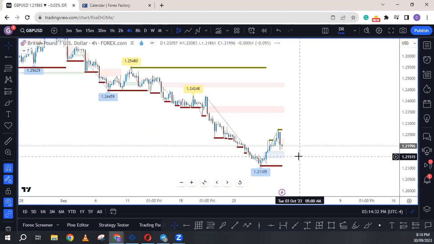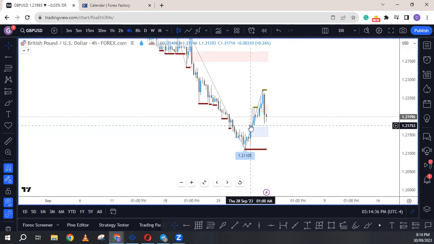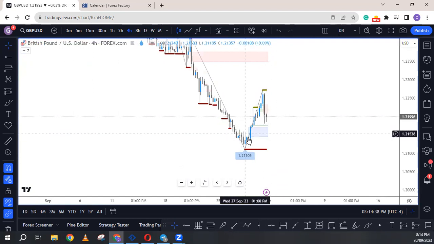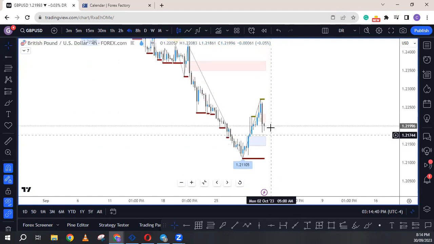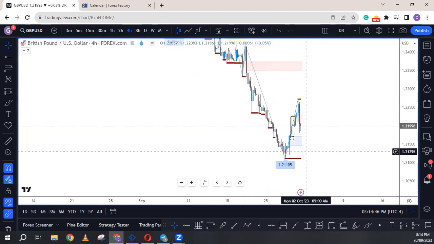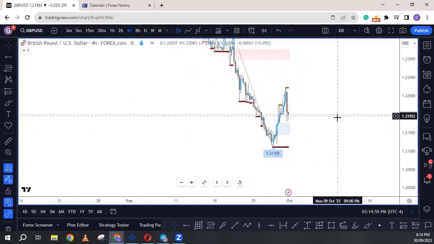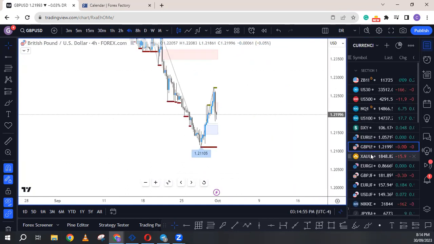On the 4-hour time frame, the possibility is that we might watch to see what this fair value gap here does. The possibility is that this might still retrace. It might still retrace a bit before a continuation back to the downside, or it may just consolidate. So that's what we'll be watching this new week.